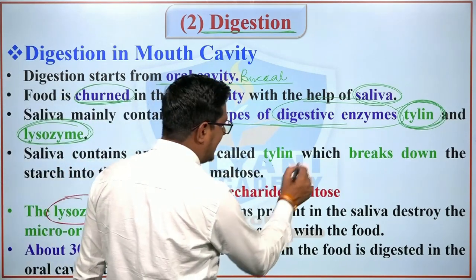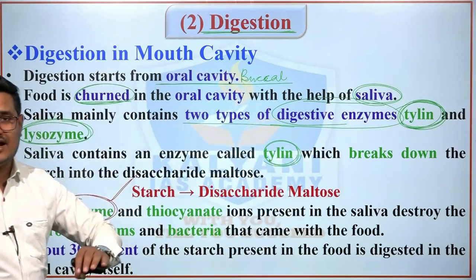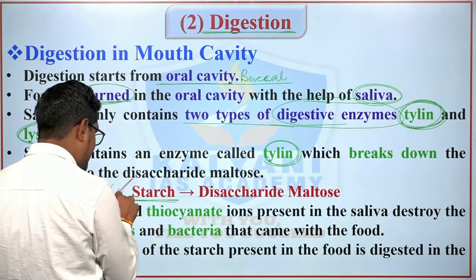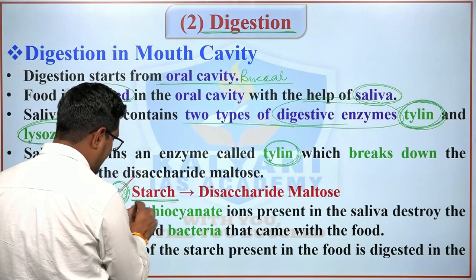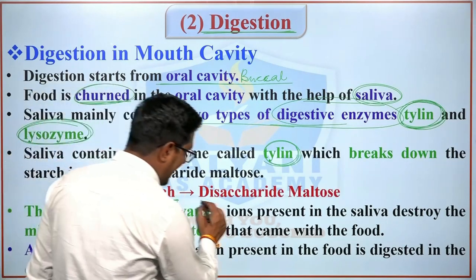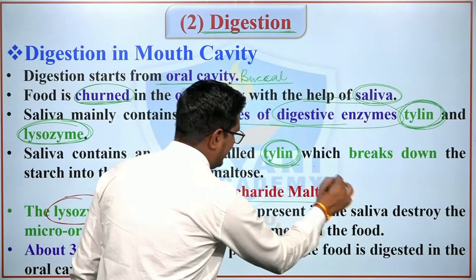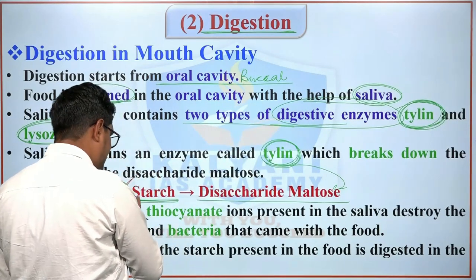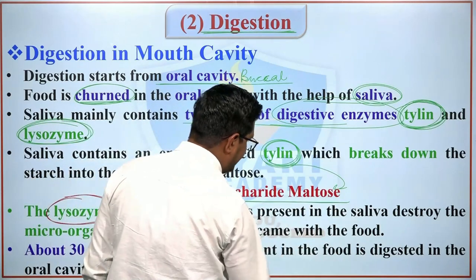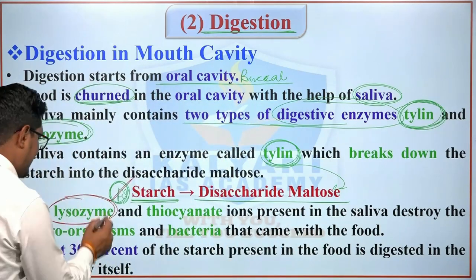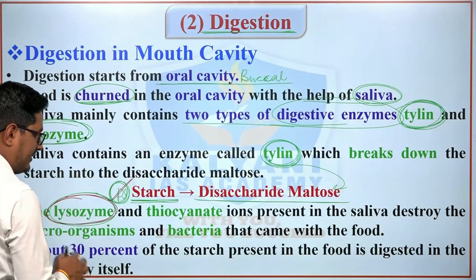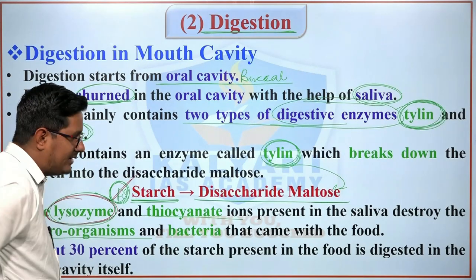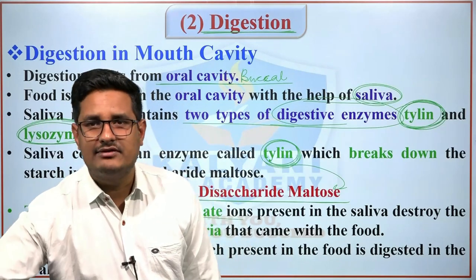Saliva contains the enzyme ptyalin, which breaks down polysaccharide to disaccharide carbohydrate, right? So starch, which is a polysaccharide, is broken down into the disaccharide maltose by ptyalin. You have to remember this fact. Then comes lysozyme, right? Lysozyme and thiocyanate ions present in the saliva destroy microorganisms and bacteria, if these are present in the food.